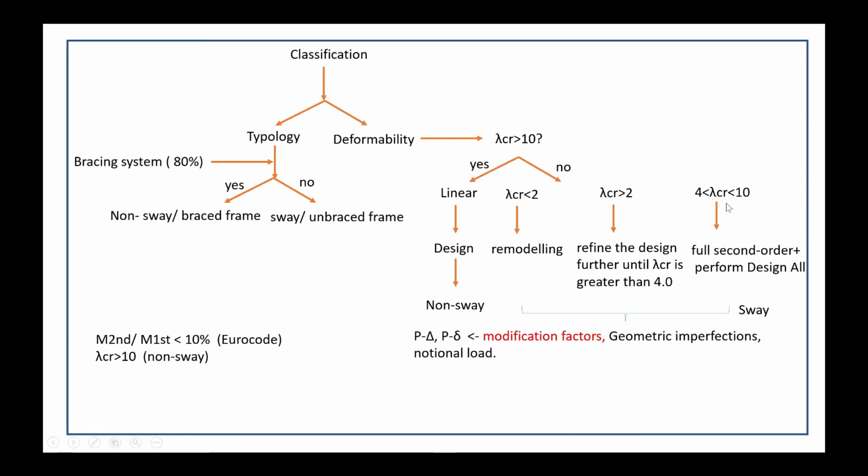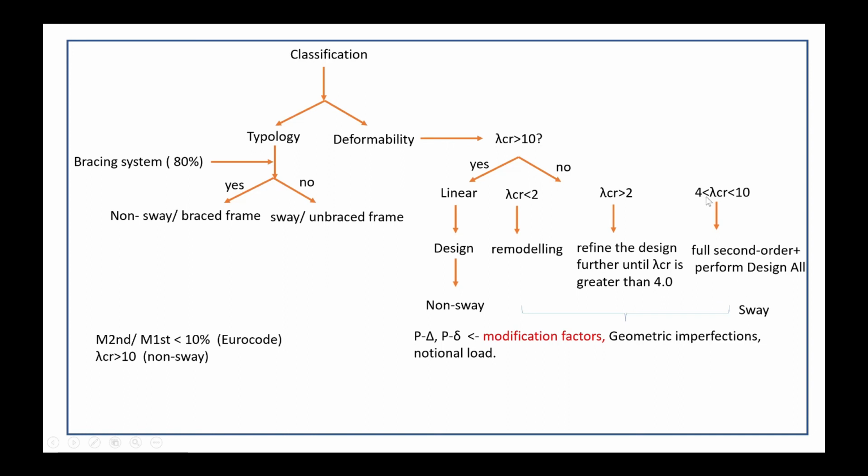We have to check the alpha critical range, 2 or 4 to 10. If it is 2 or less than 3, you can remodel your structure again, or add more thickness to the structure by adding more walls, increasing the column section, or adding a bracing system to increase lambda critical. And if lambda critical is in the range 4 to 10, you can perform full non-linear analysis or second order analysis and design.